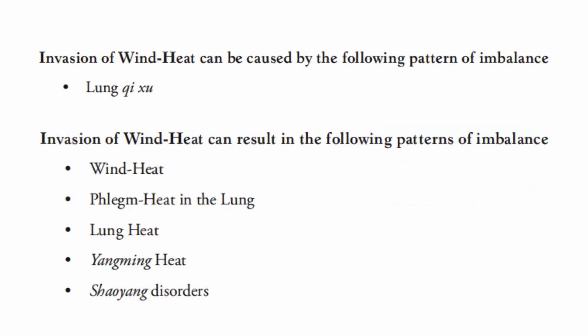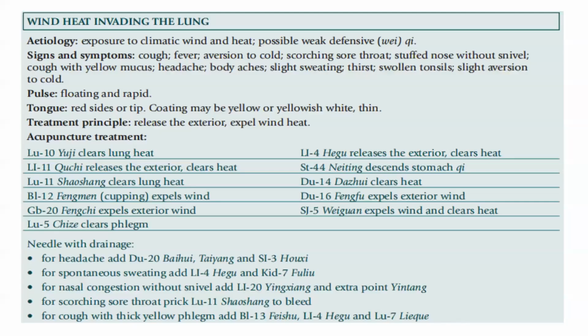Invasion of wind heat can be caused by lung qi deficiency, and in turn, it can result in wind heat, phlegm heat in the lung, heat, Yangming, and Shaoyang disorders. To summarize, wind heat invading the lung has its etiology in exposure to climatic wind and heat, and a possible weak defensive qi or weak qi.